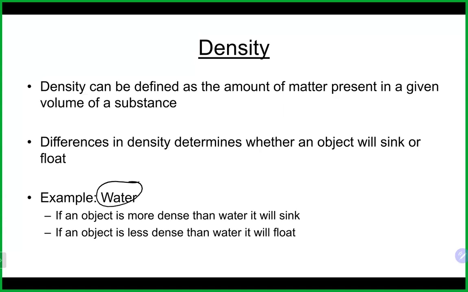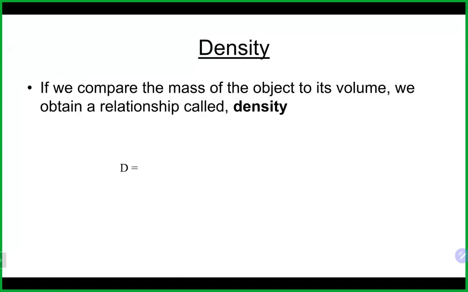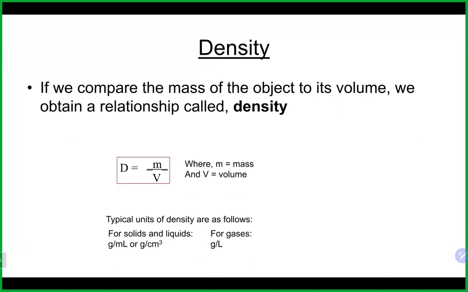Speaking of density, there are typical units associated with density. And those units are grams per milliliter or grams per cubic centimeter. And these are pretty much the units that you will see. And remember that a milliliter is the same as a cubic centimeter. And this is typically what you see for solids and liquids.